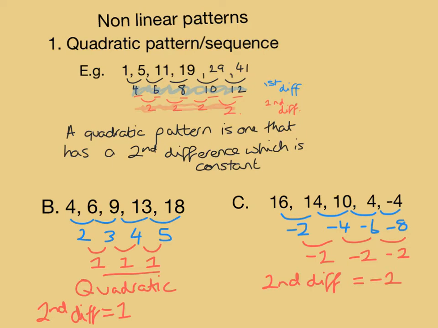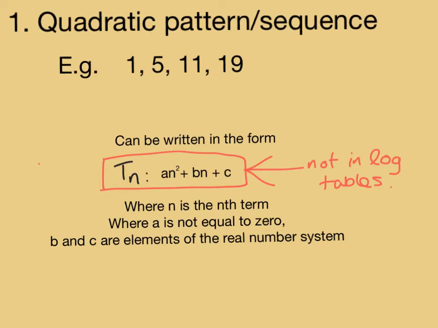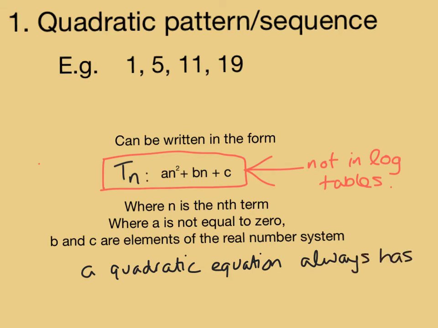So, just remember from this, a quadratic equation always has a squared term, a squared variable or term. Otherwise it's not a quadratic equation. So that's really, really important.